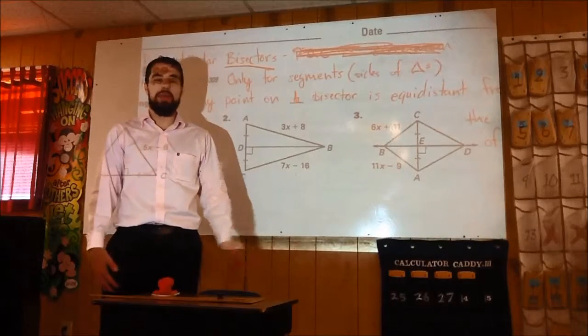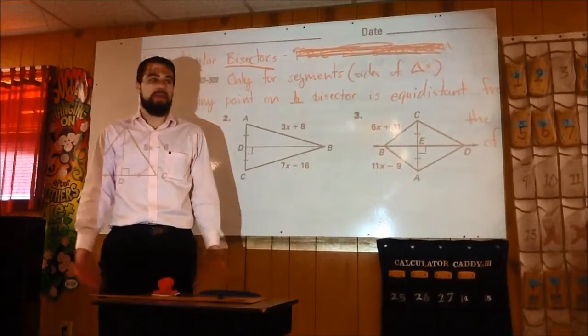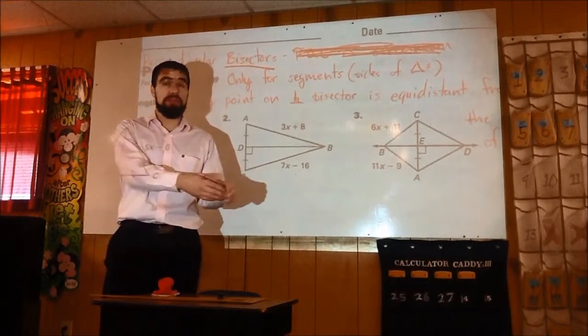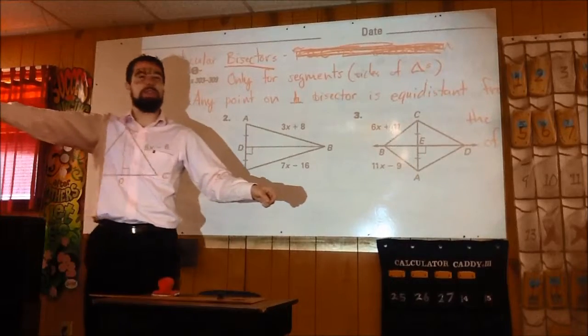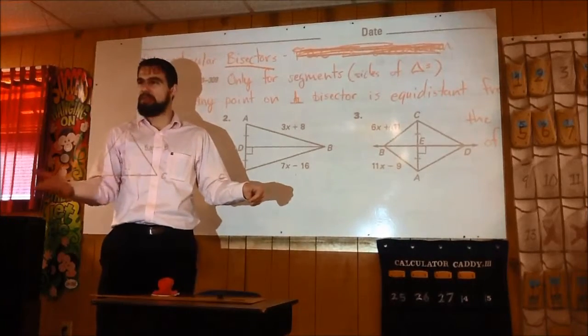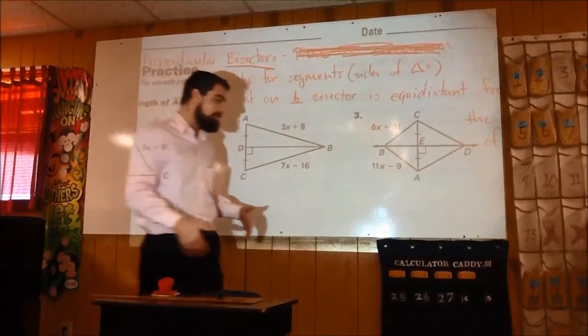Can you bisect a ray? No, because yes, it has a starting point, but then it goes on forever and ever and ever in one direction. So how do you know when you eventually get to the midpoint? Because it just keeps on going. So you can't bisect a ray either.